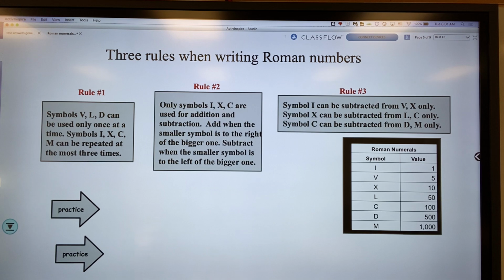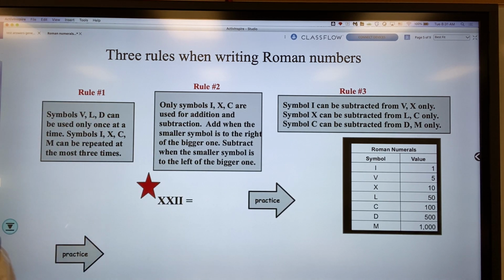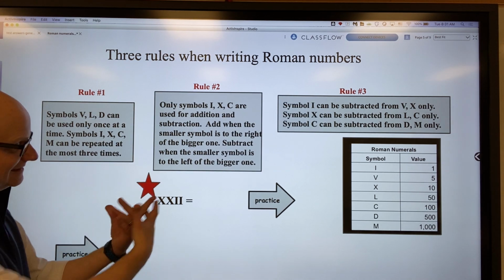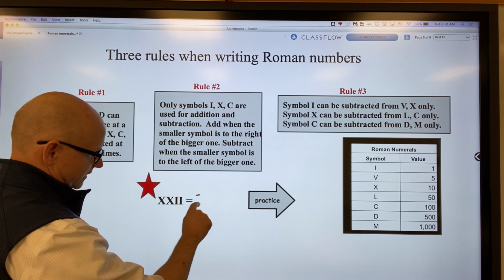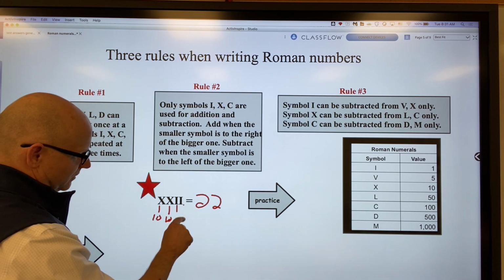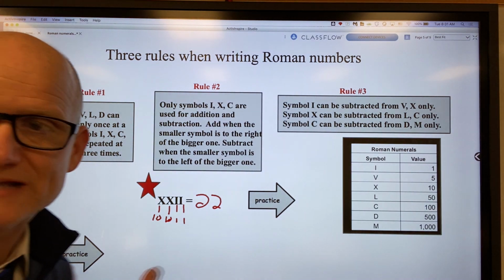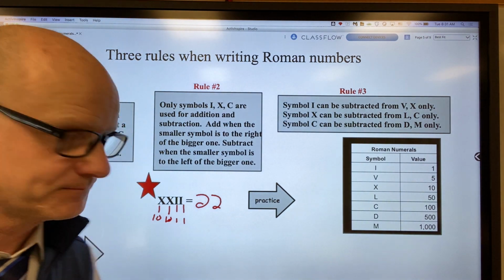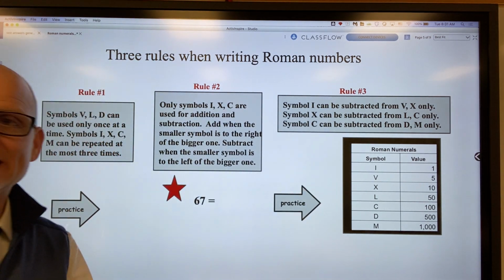Okay, so here's what I want you to do. Let's just do a practice. Try this one. Press pause and solve. I'll give you a second. All right, so I wanted you to write this in standard form. So did you write 22? You have 10, 10, 1, and 1. So whenever the values are the same or less, as you go to your right, you just add them. 10 plus 10 plus 1 plus 1.